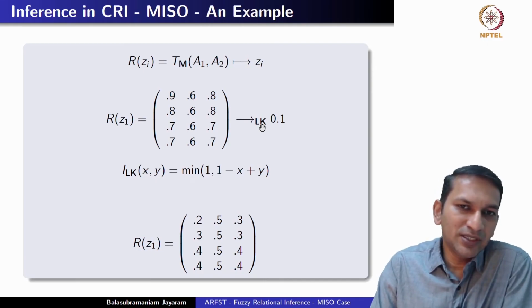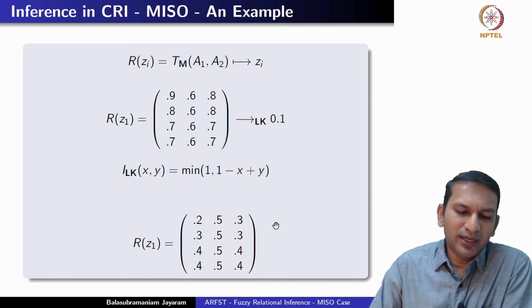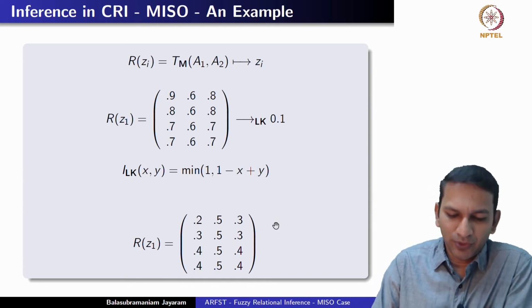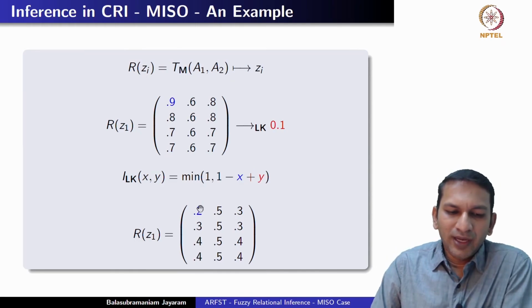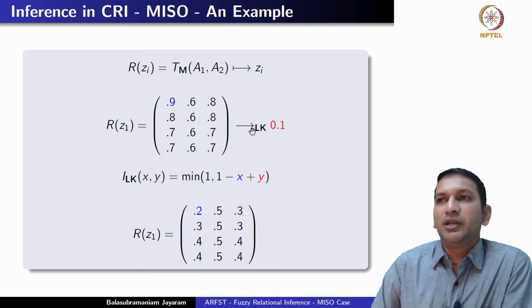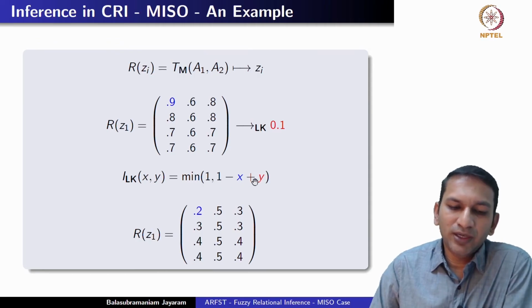Remember, this relation itself is a 3D relation. If you apply this, this is what we will get. Now, let's try to understand this from the calculation point of view. How did we get this component? We are taking the outer product. So with 0.9 and 0.1, we need to apply the Lukasiewicz implication. When you apply this, x is 0.9 and y is 0.1. It is minimum of 1, 1 minus 0.9 plus 0.1, which is essentially 0.2.